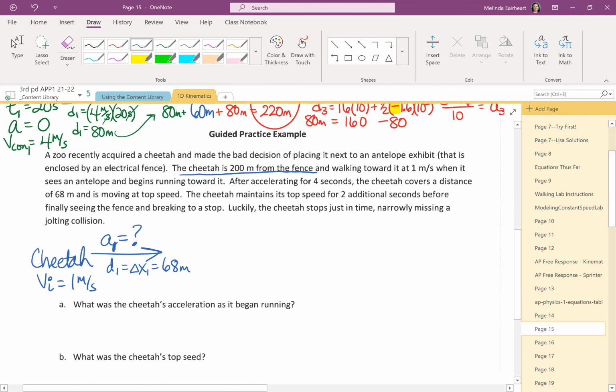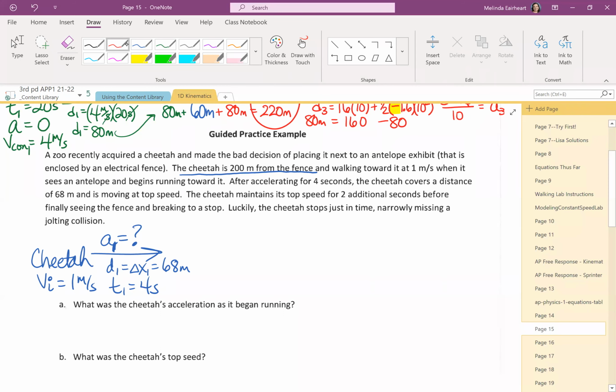Maybe later after the electrical fence, narrow miss. What else do we know? 4 seconds. And so T1 is going to be 4 seconds. Now, I'm going to switch color.